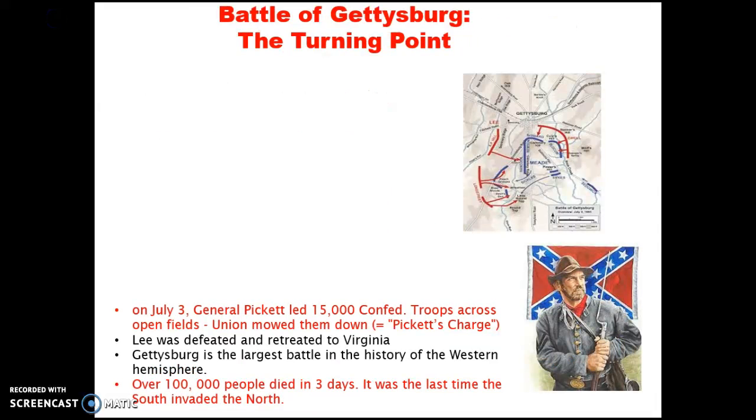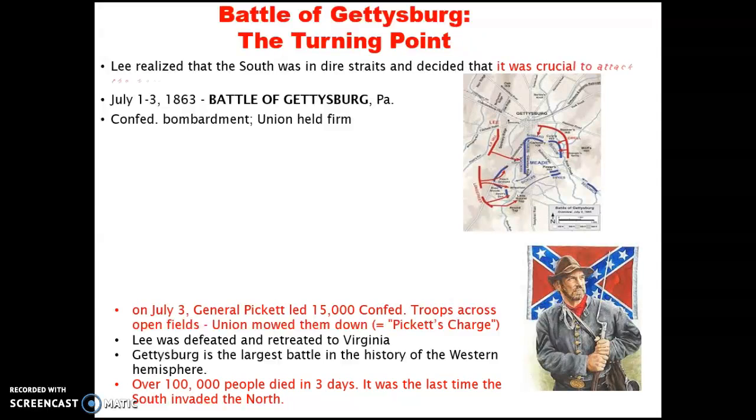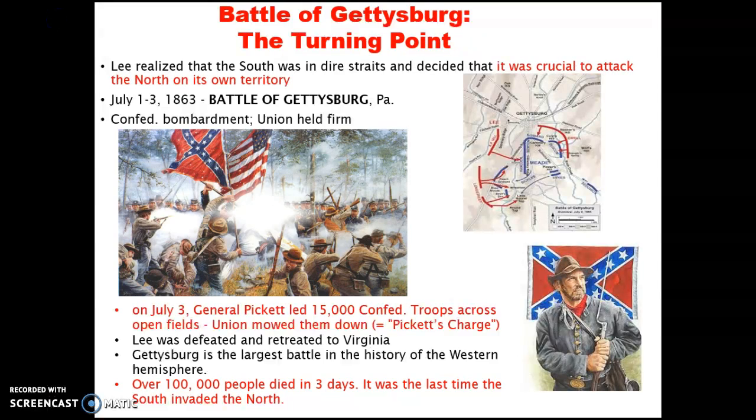So there were several battles of the Civil War. We're going to look at a couple. You're going to have what is called the Battle of Gettysburg, the turning point. Lee realized that the South was in dire straits and decided that it was crucial to attack the North on its own territory. So let's go in the North. He did it from July 1st through the 3rd, 1863, the Battle of Gettysburg.